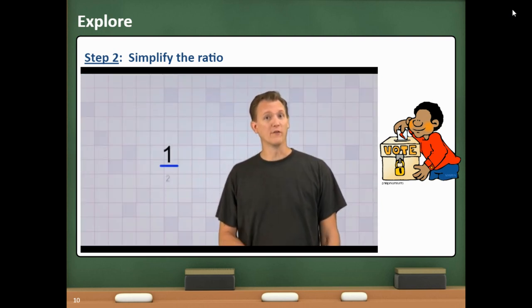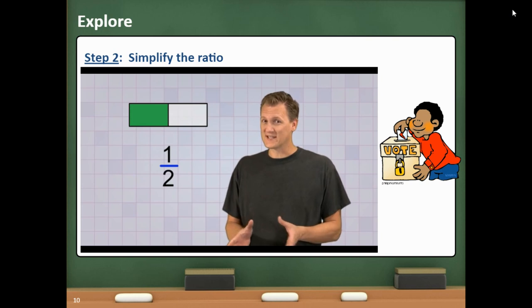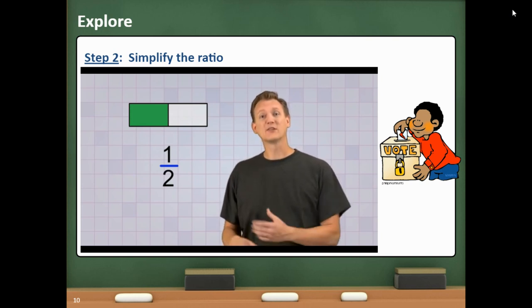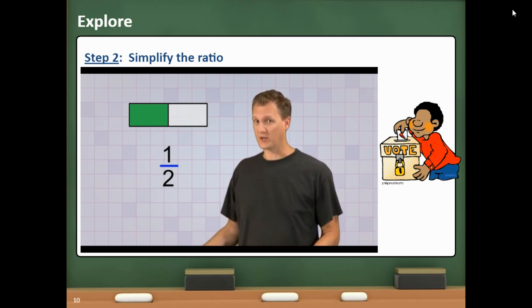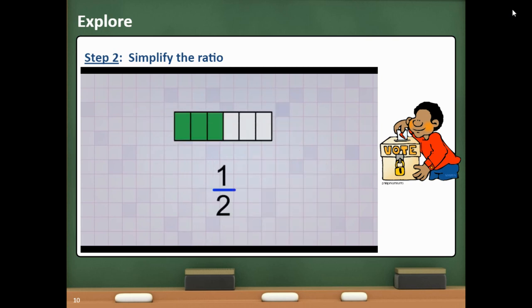To help us understand what simplifying a fraction really means, let's take a look at the simplest fraction I can think of, 1/2. Now, this is already as simple as it can possibly be, so let's go the other way and complicate it by dividing our rectangle here up into more parts. The amount of our rectangle that's shaded is still the same, but now the numbers for our fraction are 3/6. The numbers are bigger because our rectangle is now divided into more parts.